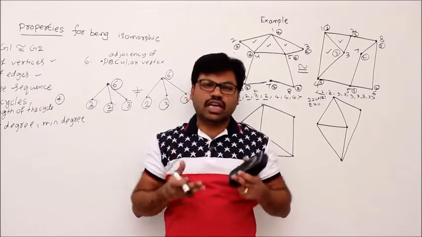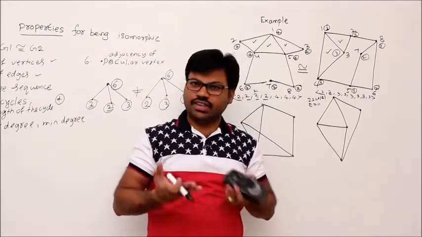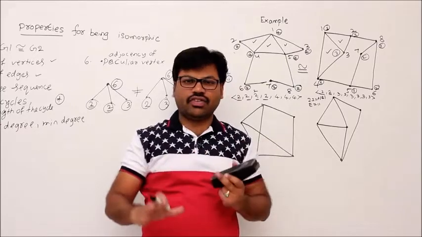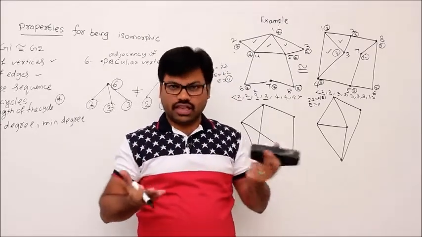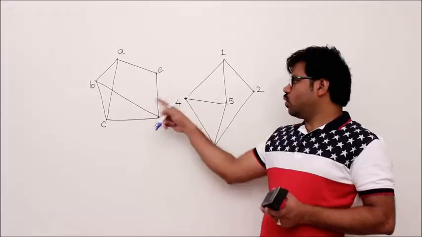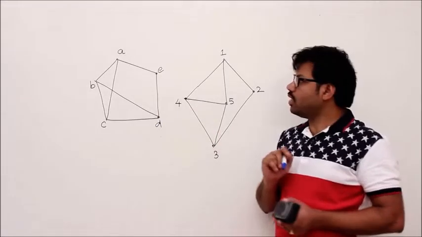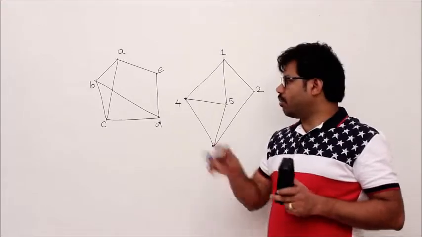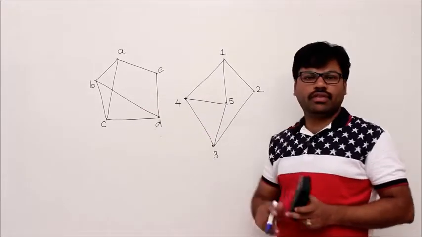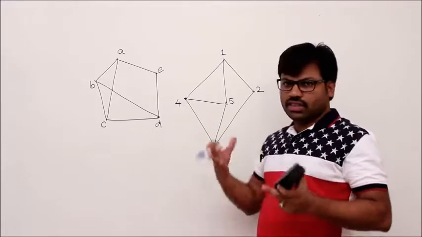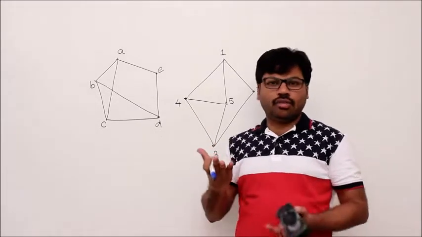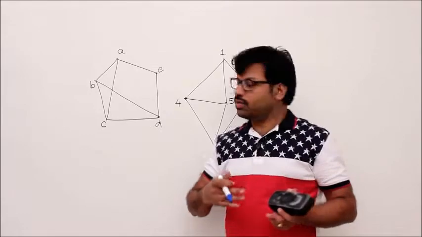Generally start with the number of vertices, after that the number of edges, then followed by the degree sequence. If the degree sequence also matches, then go for the number of cycles and cycle lengths. Two graphs, whether they are isomorphic or not, we'll see. So first we start with the number of vertices, 5 and 5. Second, the number of edges. So let me list out the degree sequence first, so that I can compute edges also, right?